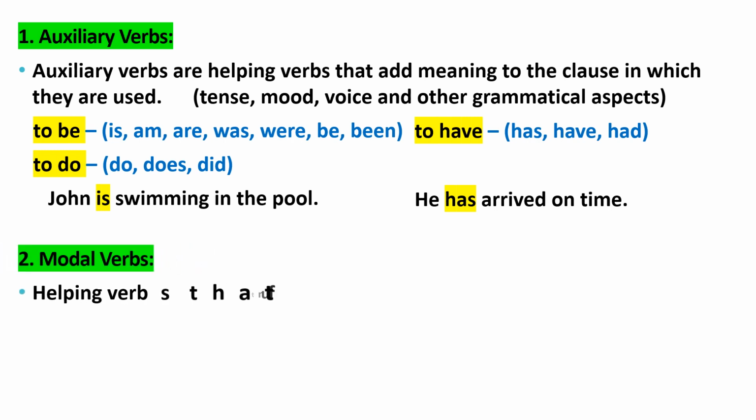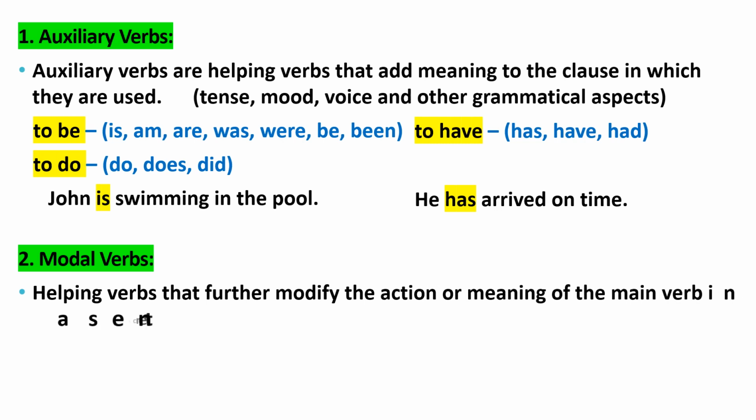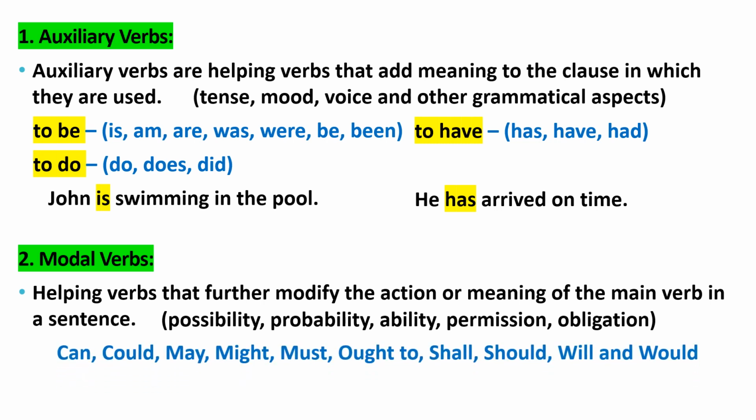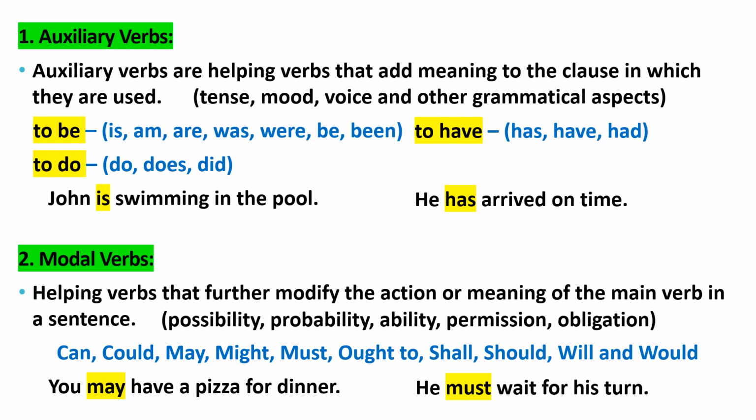2. Modal verbs. Helping verbs that further modify the action or meaning of the main verb in a sentence are called modal verbs. These verbs are used to indicate modality. They can express possibility, probability, ability, permission, obligation, etc. Can, could, may, might, must, ought to, shall, should, will, and would are modal verbs. Now, look at the given sentences. You may have a pizza for dinner. And he must wait for his turn.